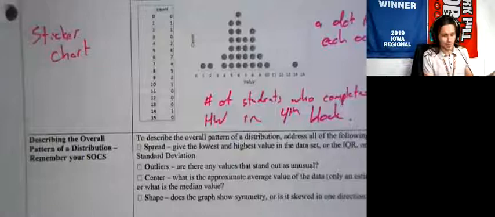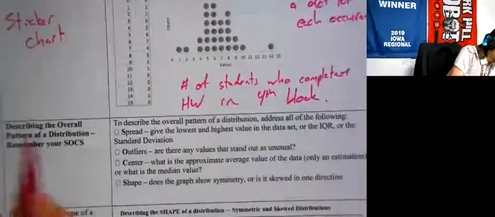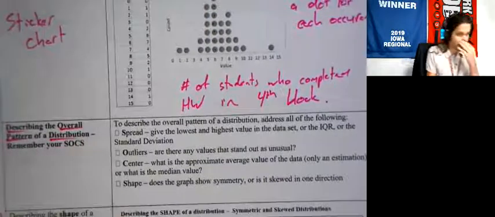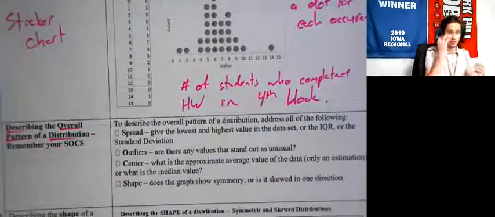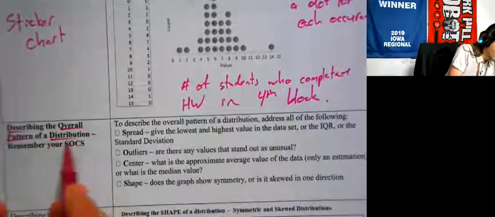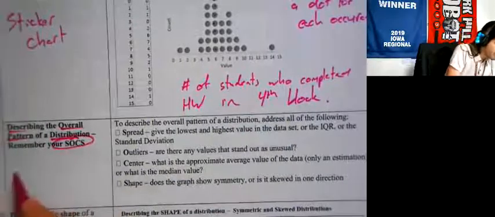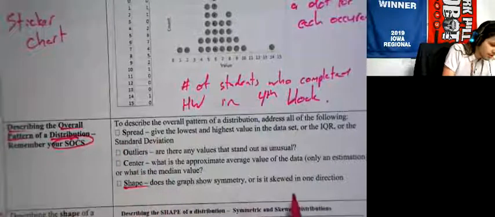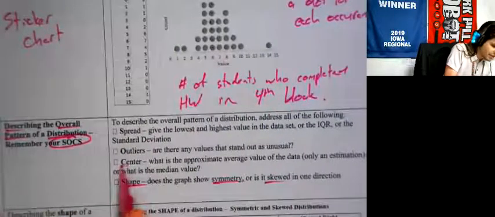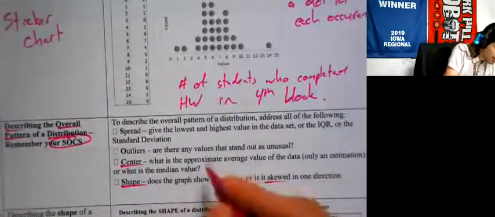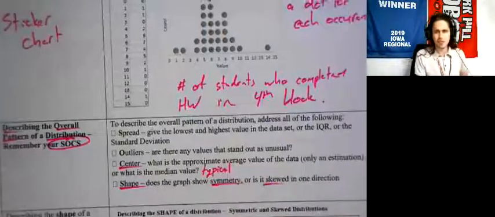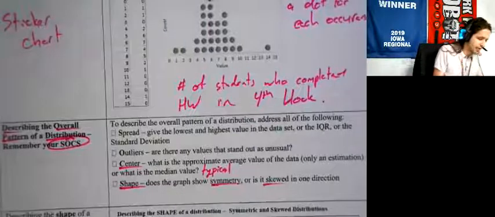It's not very long. What's the big point? The big point is describing the overall pattern of a distribution. If you're asked to describe a pattern of a distribution, I'm going to ask you to remember your socks. And I do this in kind of an opposite order. Shape. Does it show symmetry or skew? Where is the center? For center, I'm going to use this word typical. What's a good measure of what is typical?